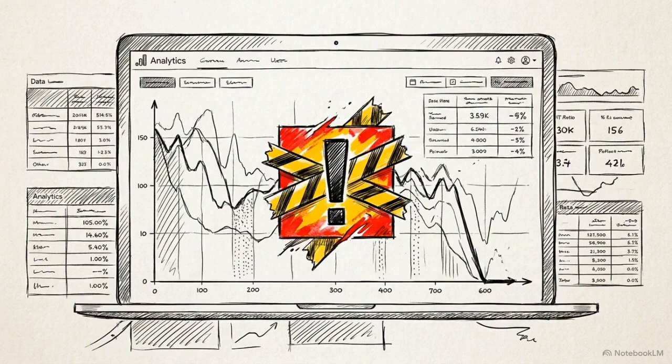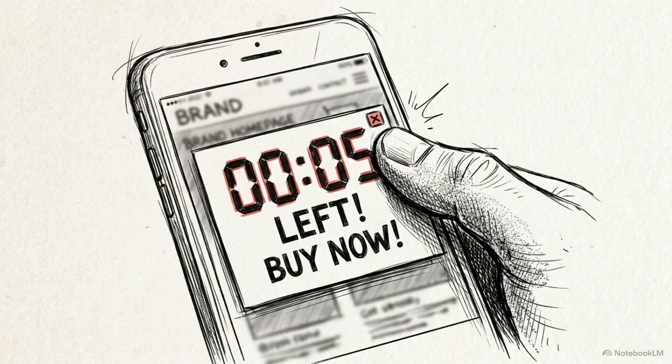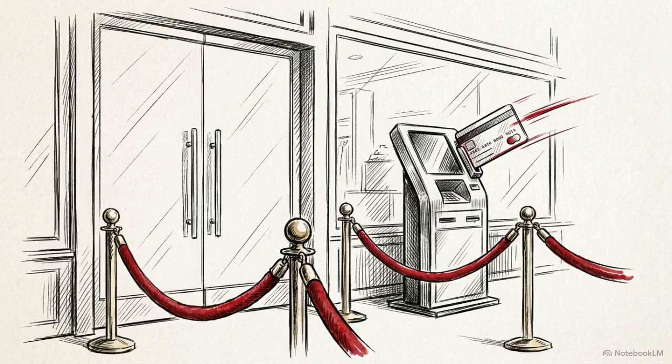Do not use these closing tactics on cold traffic. Hitting an unaware prospect with a fake countdown timer completely destroys your credibility before they even know what you sell. High-effort storytelling builds a protective moat around your brand. Then, precise closing archetypes allow you to safely harvest the demand you've captured.